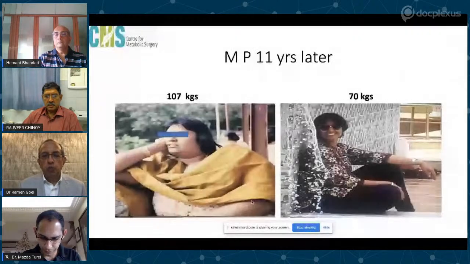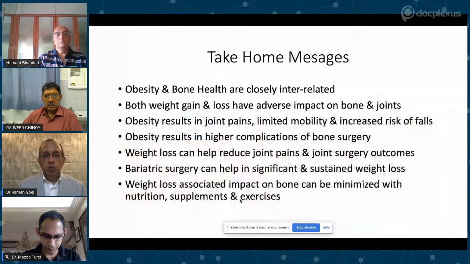I'll just show you one slide of a patient whose identity has been hidden. We operated on her somewhere in 2009. She was 107 kgs, and even after 11 years, and she actively exercises, she's maintaining her weight almost 40 kg less, and is absolutely fit.